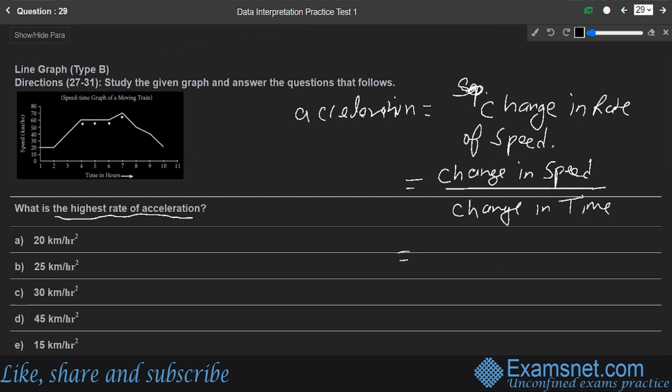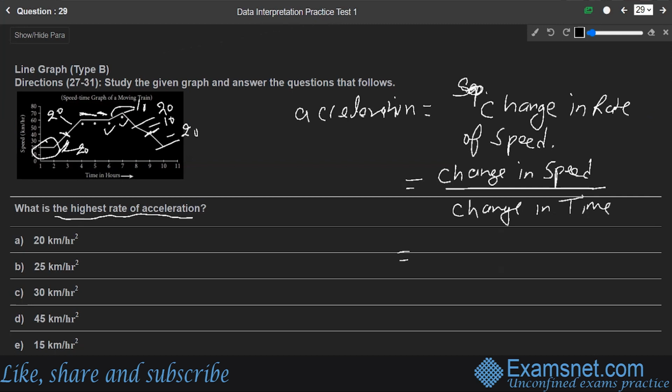If you see the graph, between these 2 points there is no change, so the acceleration is 0. From 2 to 3, the change is 20 km per hour. From 3 to 4 also the change is 20 km per hour. Here the change becomes constant. From this point to this point the change is 10 km per hour. Here the speed has dropped from 70 to 50, so it's again 20 km per hour. From this point to this point the speed has dropped by 10 km per hour, and in the last it has dropped from 40 to 20, so again the change is 20 km per hour.